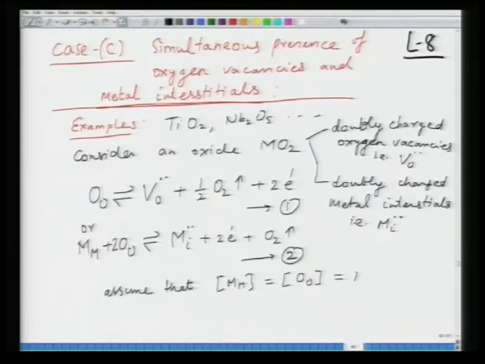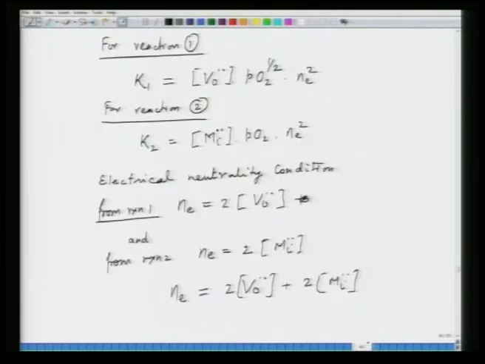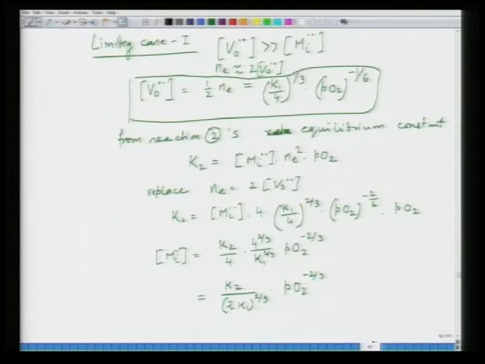So basically we were continuing our discussion on defect equilibria in non-stoichiometric materials, and following from what we discussed in lecture 7, we discussed for example in case of oxygen deficient oxide, when you have simultaneous presence of oxygen vacancies as well as metal interstitials, in that case what happens. And then we worked out expressions of reaction constants for the reaction for vacancy formation and reaction for metal interstitial formation, and then looked at the electrical neutrality conditions, followed by two limiting cases.